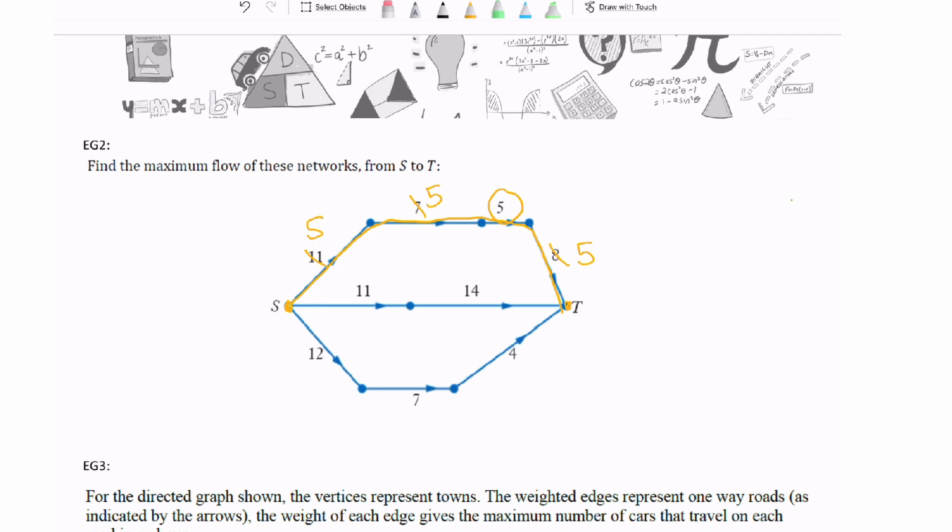Now I'm looking at my second route, my green route here, 11 and 14. Take the smallest number, 11. So the most it's going to be able to carry through there is 11. And my final route in red here would be 4.